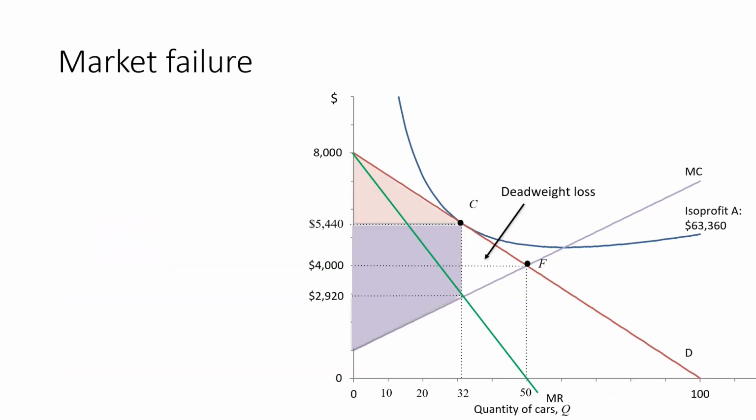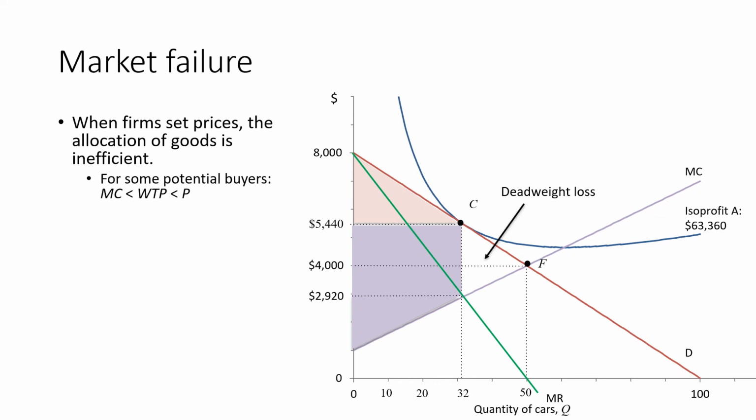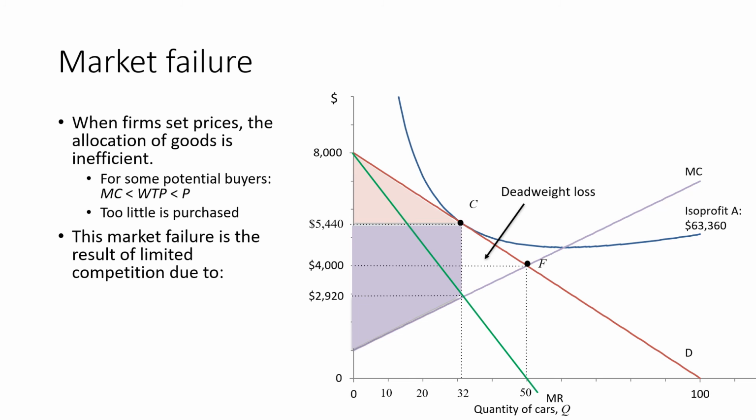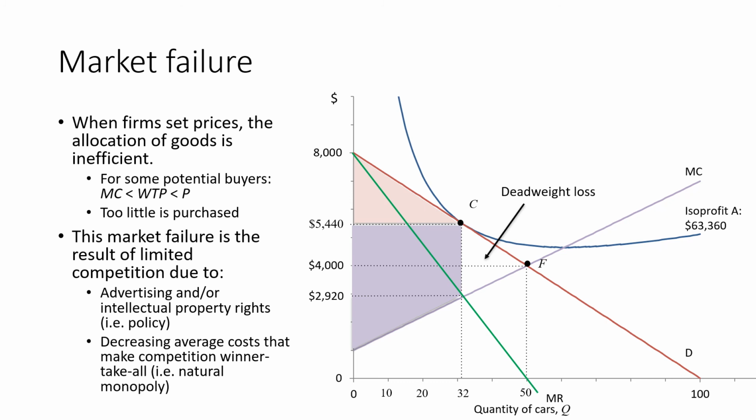Okay, after advertising, now we can talk about market failure. When firms set prices, the allocation of goods is inefficient. For some potential buyers, marginal cost is less than willingness to pay, which is less than price. Too little is purchased. This market failure is the result of limited competition due to advertising or intellectual property rights, i.e., the policy, and decreasing average costs that make competition winner take all, like the natural monopoly case.